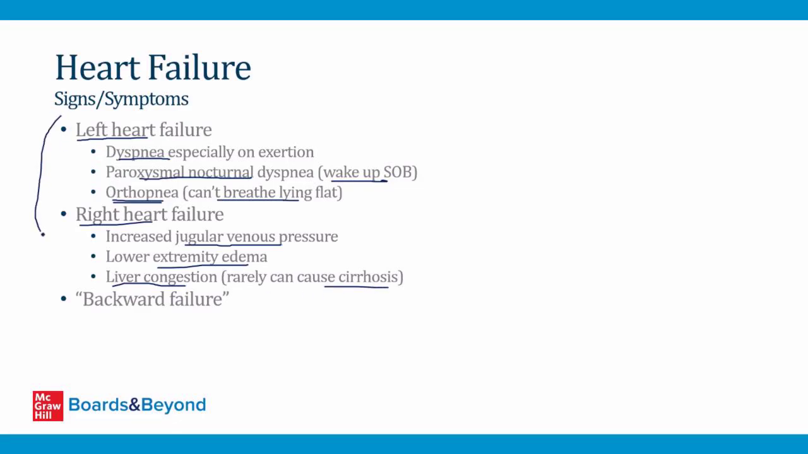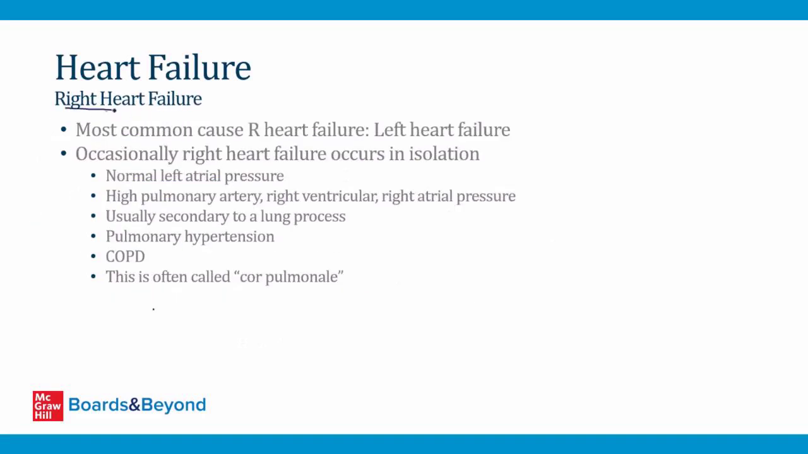And all these signs and symptoms I've shown on this slide here are sometimes referred to as symptoms of backward failure. That's because these symptoms aren't due to low cardiac output of blood moving out of the heart. They're due to blood backing up into the lungs and the veins and other structures in the body. So sometimes these are called symptoms of backward heart failure. Now let's talk a little bit about right heart failure.